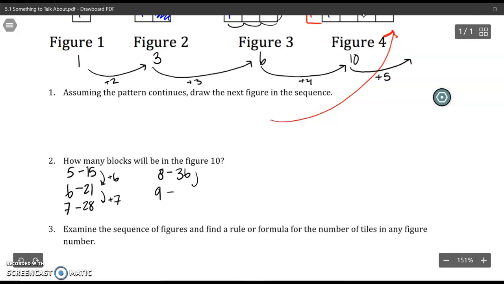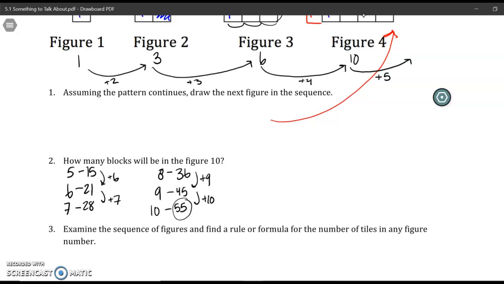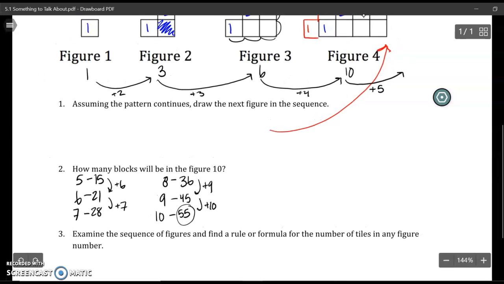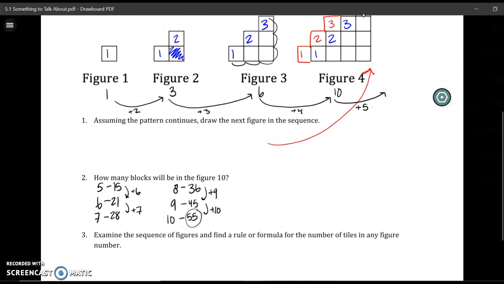With 9 blocks, I'm going to add 9 to get 45. And then with my 10th block, I'm going to add 10. I'm going to get 55. Okay, so I know there's 55 blocks in that 10th figure.